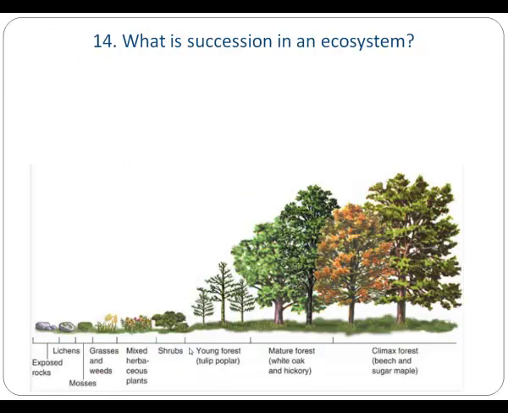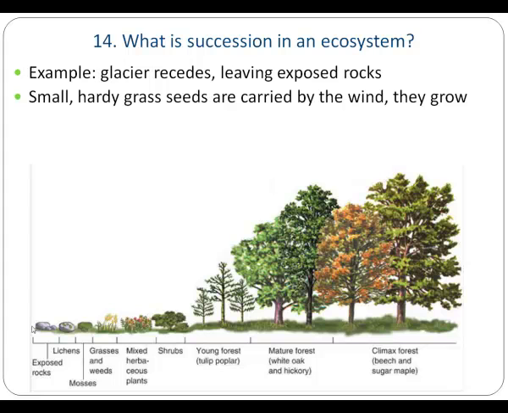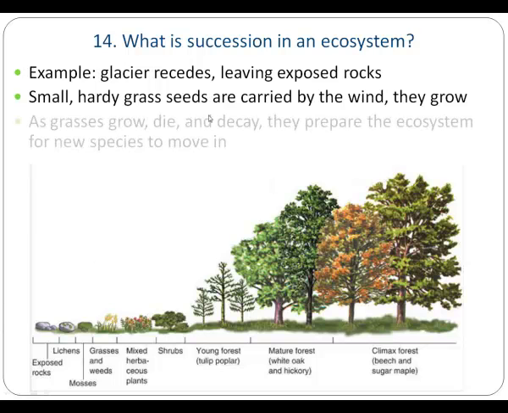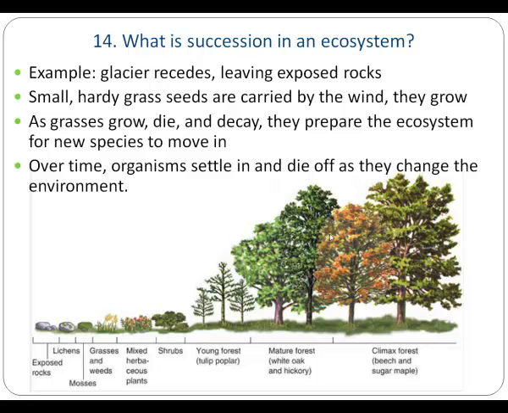So what is succession? So an example could be a glacier recedes, leaving behind exposed rocks. So down here we've got exposed rocks. Over time, different organisms will start to move in. Eventually they'll have some small grasses here. As they grow and die, they're going to change the ecosystem and prepare it for these bigger species to start to move in. And over time, the organisms settle in and die off as they change the environment.